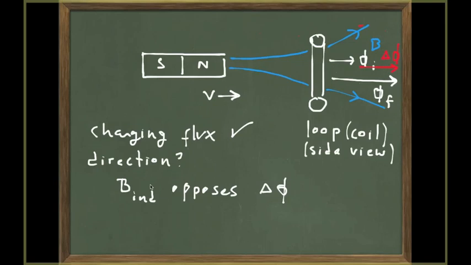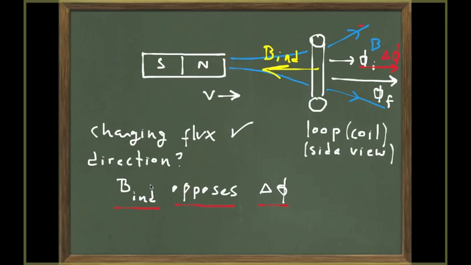Lenz's law says what? The induced magnetic field is going to be opposite to your change in flux. So that tells you the direction of the induced magnetic field, right? Opposite to that vector that I just drew there. So the induced magnetic field is going to have to point that way. How do I get the coil to produce a magnetic field inside the coil that points to the left?